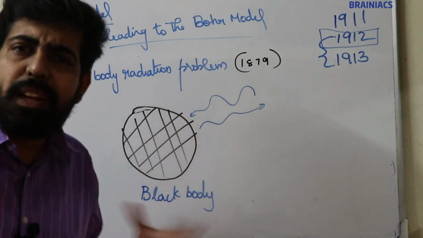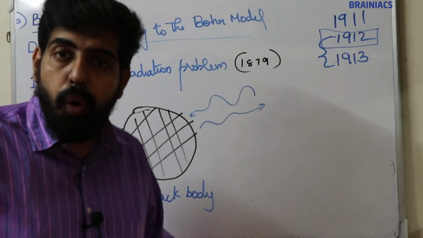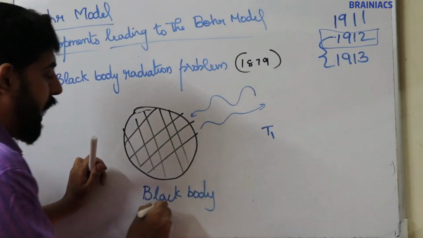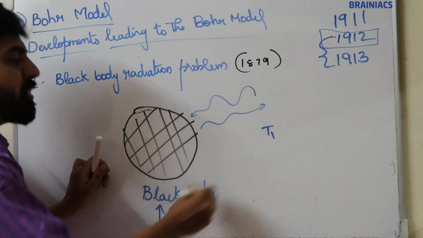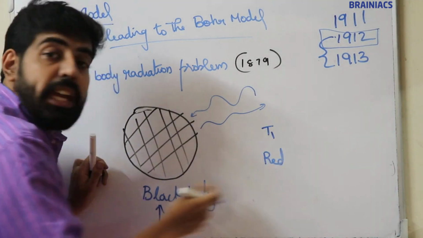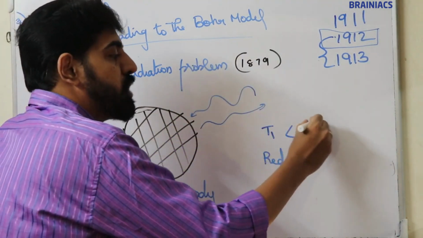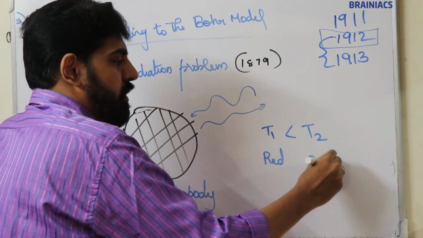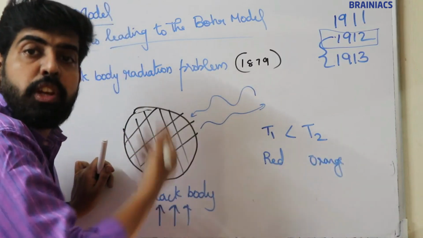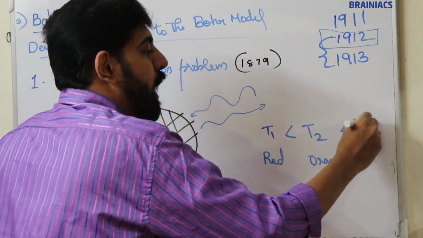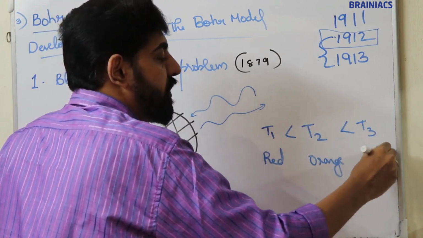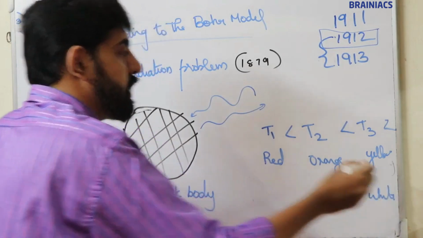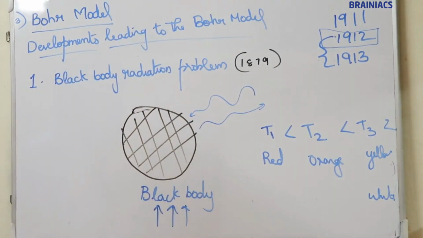Now, what is the peculiarity of this black body? At a lower temperature, let the temperature be T1, when you heat this black body, it will emit red color. Again, when you increase the temperature, let it be T2, it will emit orange color. Again, when you increase the temperature, it will emit yellow color. Again, when you increase the temperature, it will emit white color. This is the black body radiation problem.